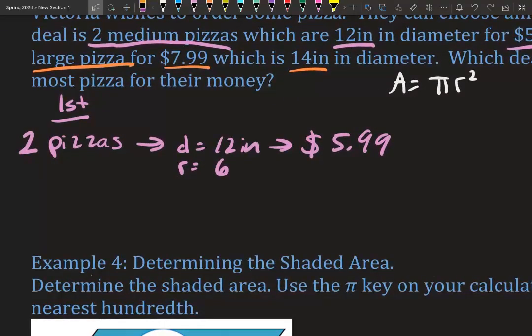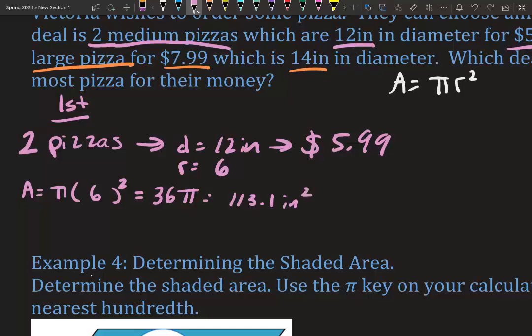So now that we have our radius, we can figure out how much area we have per pizza. So we have area equals pi r squared. Our r is 6, so that's 36 pi. 36 times pi, we get 113.1 inches squared. That's just one pizza though.